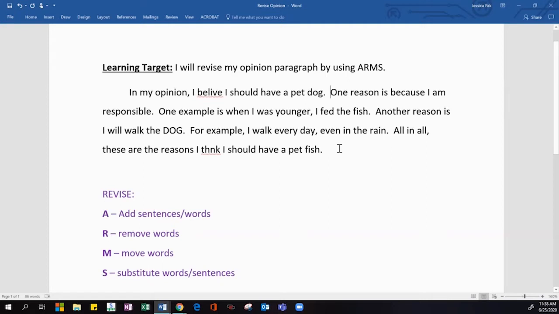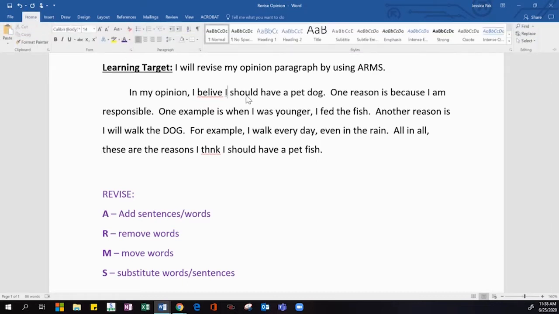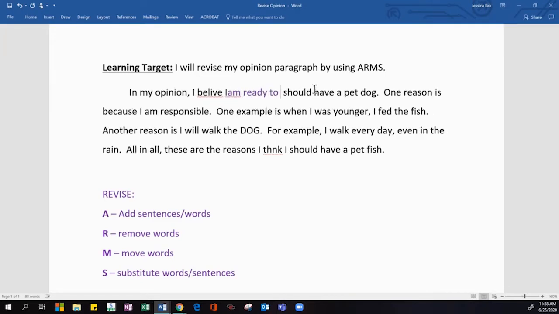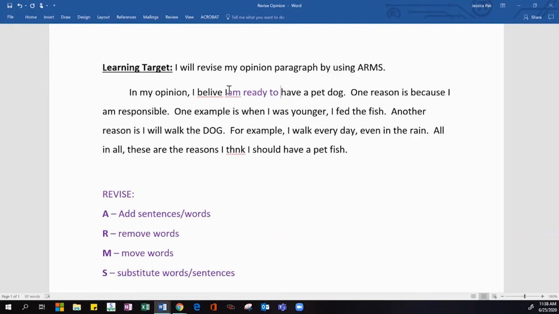Right now, I'm trying to think of how else I can write that to make it really strong. And again, I'm not worried about spelling right now. That's for editing tomorrow. I believe I'm going to add in here. So I'm going to try and do that in purple so you can see what I'm adding. I believe I am ready to, and I'm going to take that out, have a pet dog.